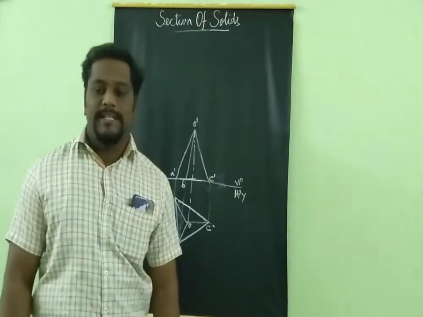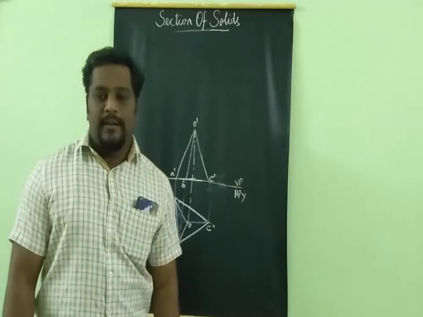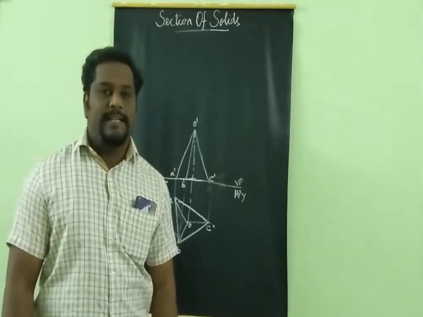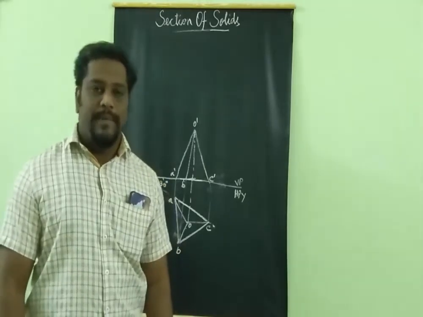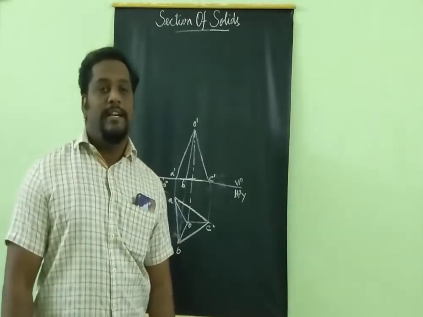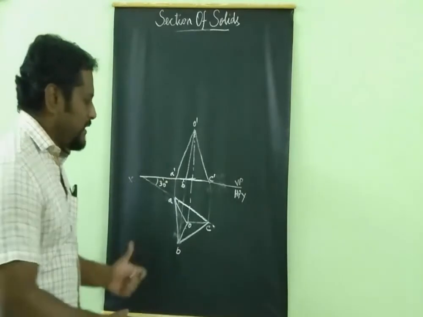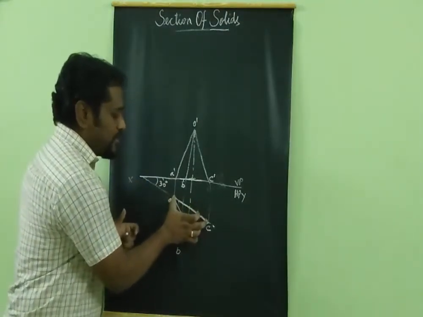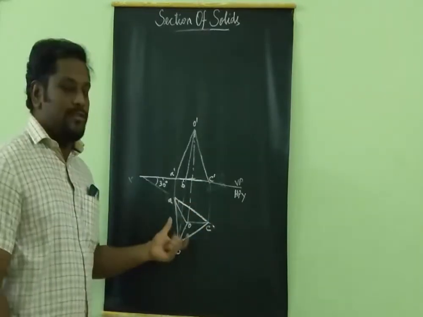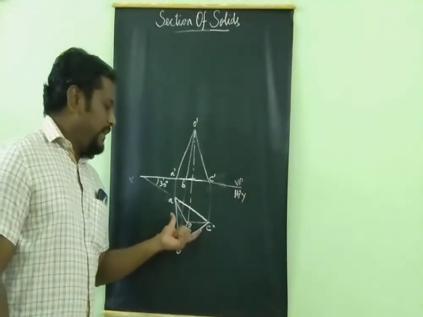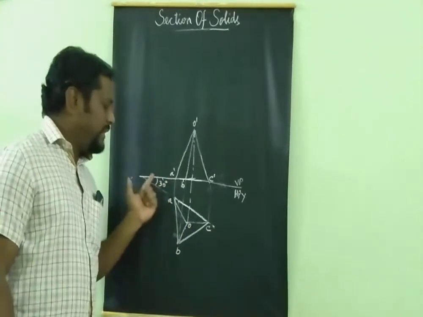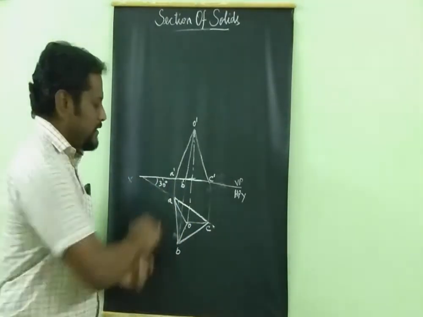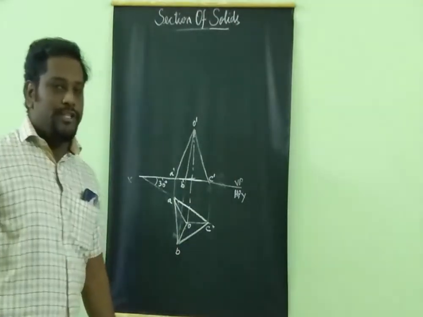In the first problem, it is given that a triangular pyramid of base side 30 mm, altitude 60 mm, is resting on HP on one of its base, making 30 degree to VP. So what I am doing here is, I am making a 30 degree line and keeping one edge on the 30 degree line, so that my entire pyramid will have 30 degree, that is the base edge will have 30 degree to the VP, right? This is how my simple position will come.